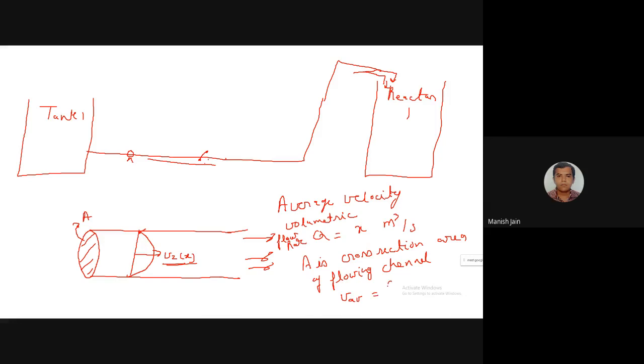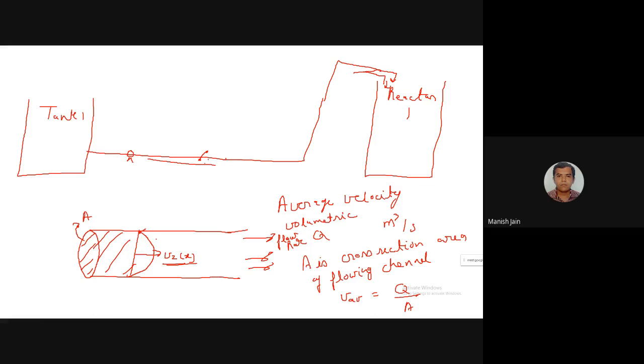That is equal to Q divided by A, where the volumetric flow rate is represented by Q. So this is the average velocity. This is not the velocity at any point. This is the average of all the velocities. At the wall, the velocity might be 0. At the center, the velocity might be the highest, the maximum velocity. So when you take the average, you will get this average velocity.